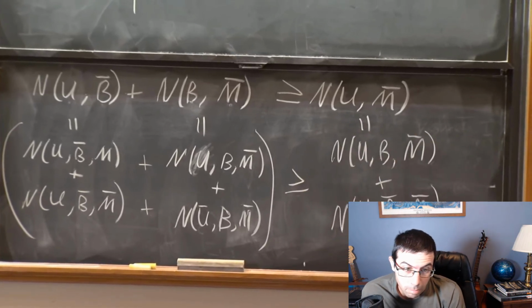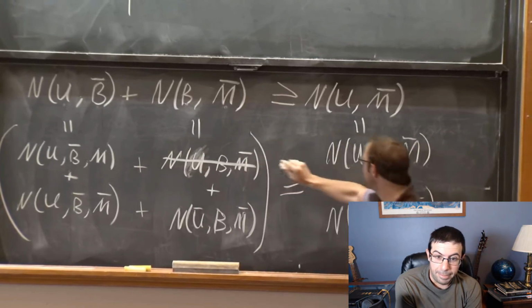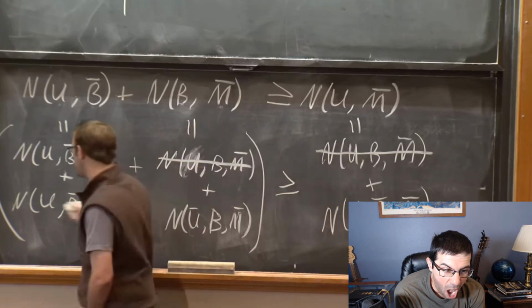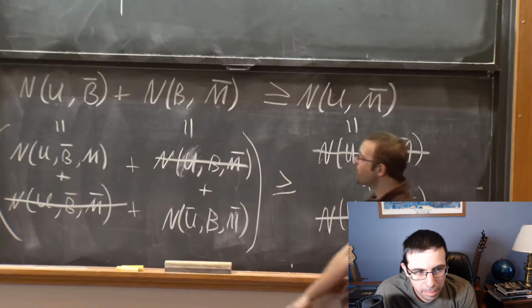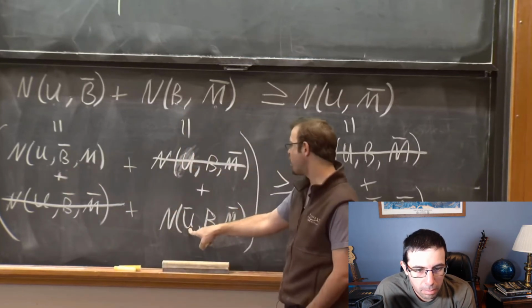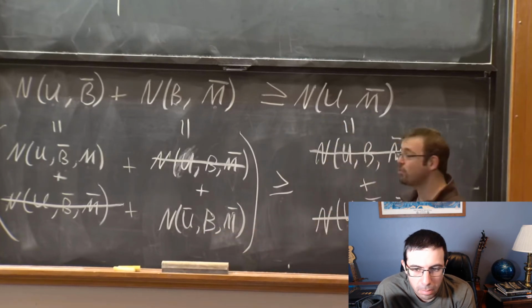I'm now going to use the awesome power of subtraction, and note that U, B, M bar, these guys cancel. And U, B bar, M bar, these guys cancel. And we're left with the following proposition: the number of undergraduates who are not blonde but are from Massachusetts, plus the number of not undergraduates who are blonde but not from Massachusetts, must be greater than or equal to 0.